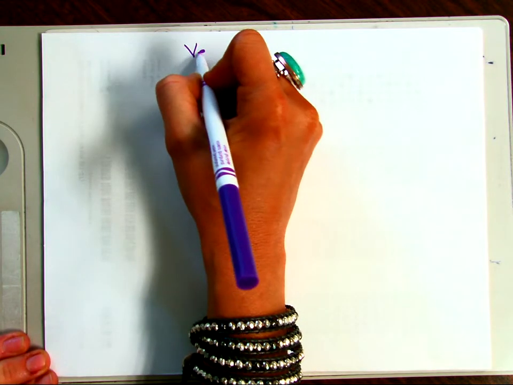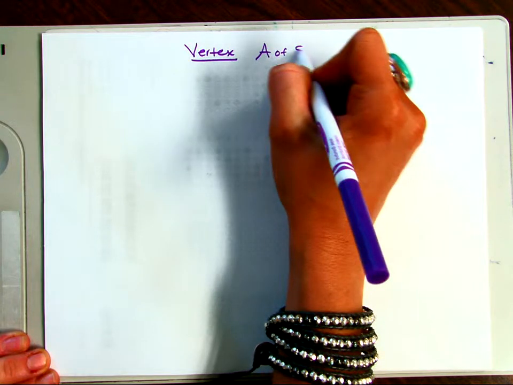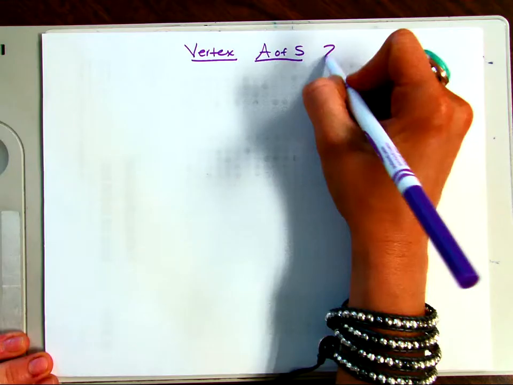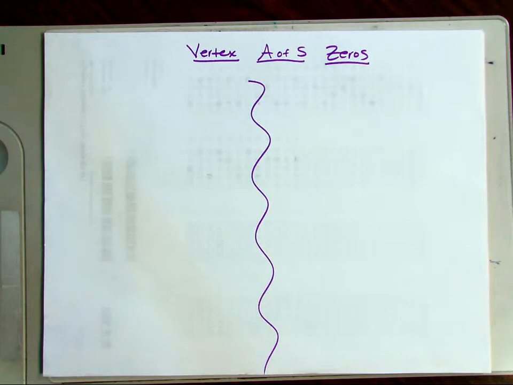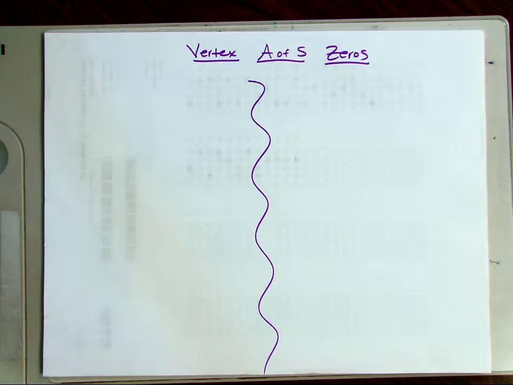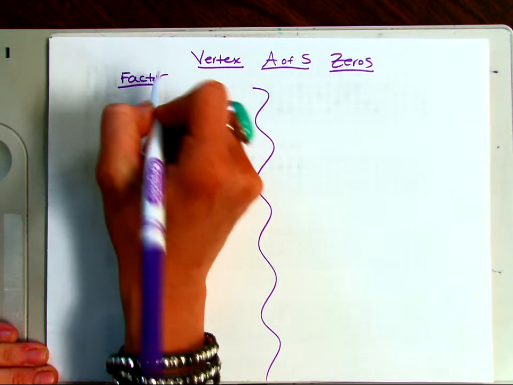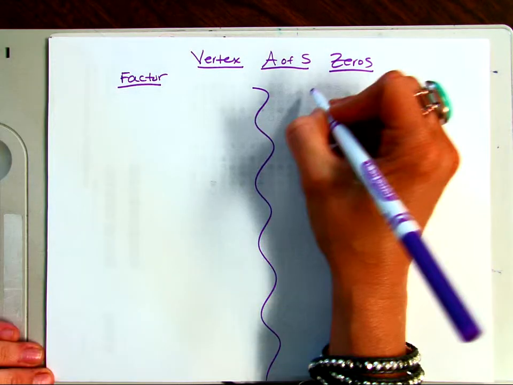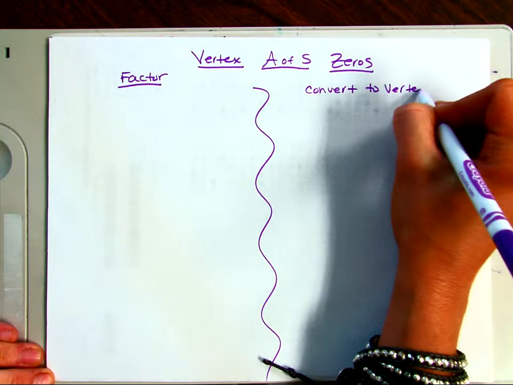We need to find the vertex. We need to find the axis of symmetry. And then the other pretty important thing is the zeros. Okay? So I'm going to show you with the same problem that there are 2 ways to find these 3 things. And when I give you the test Thursday, I'm going to let you choose whichever way you like better. So there's not always one particular way you have to do it. So I'm going to show you there are 2 ways. You can either factor the trinomial, or you can convert it to vertex form.